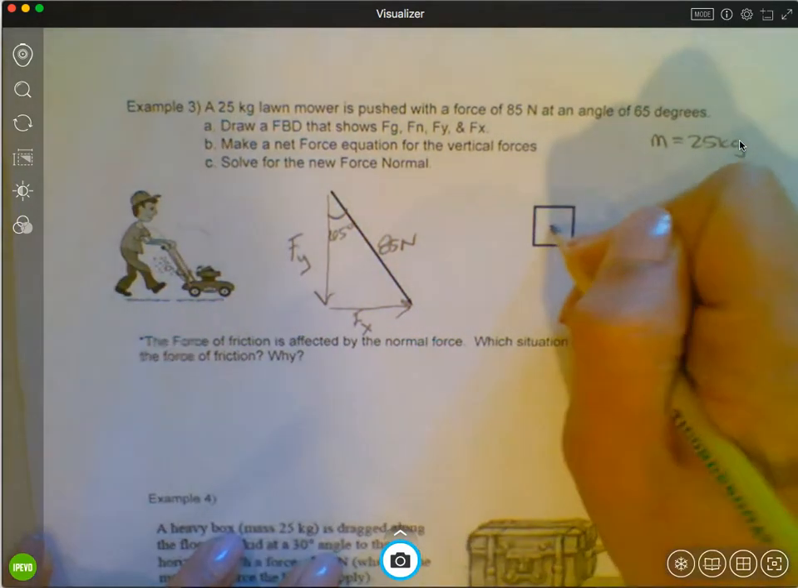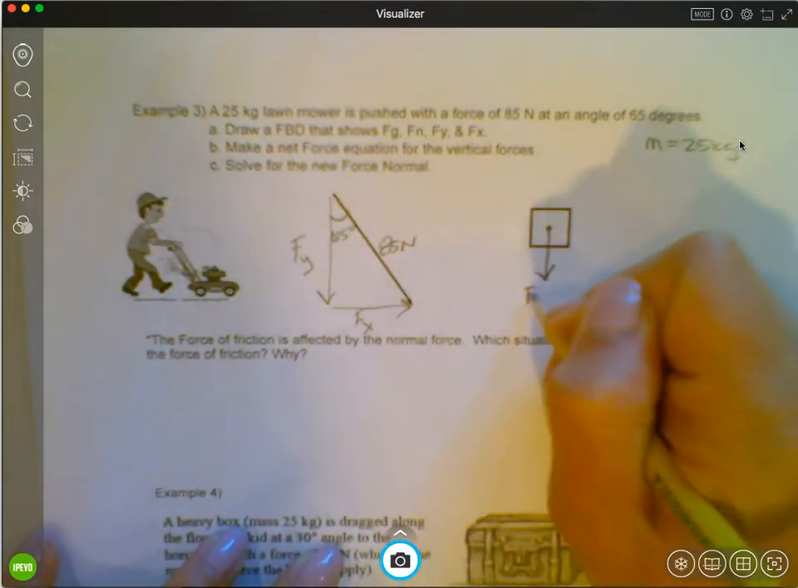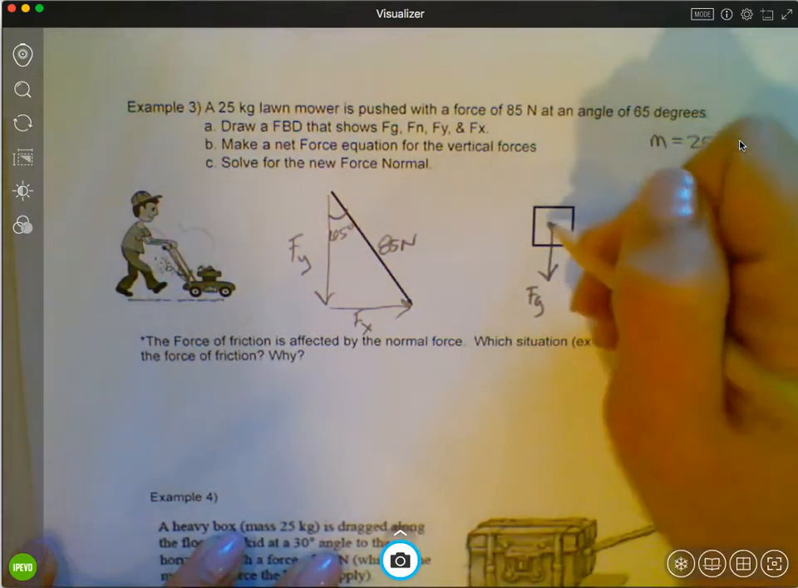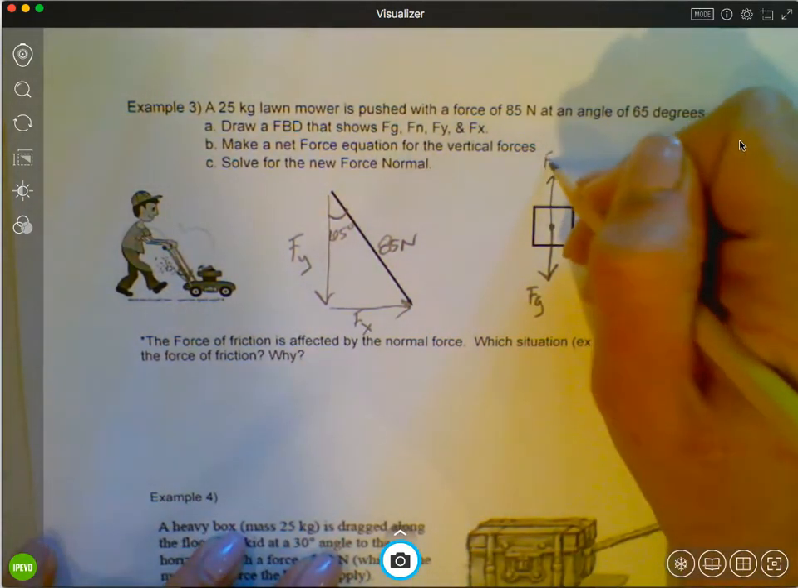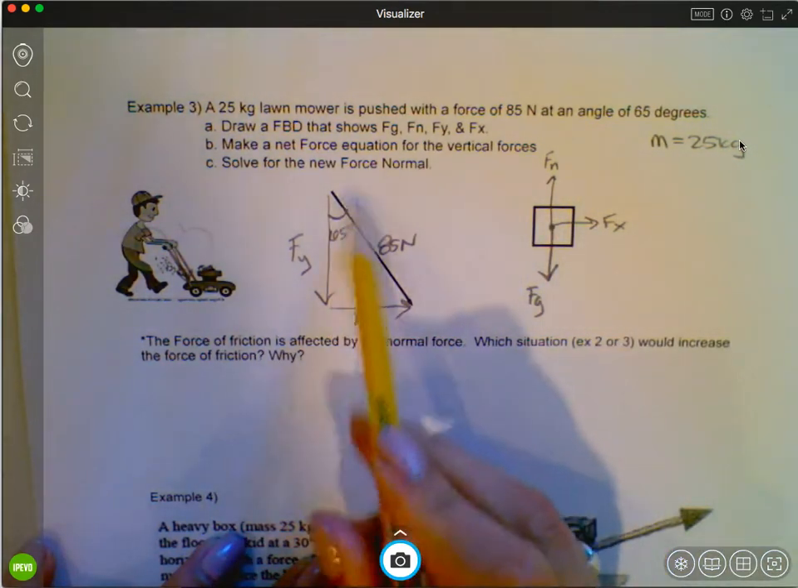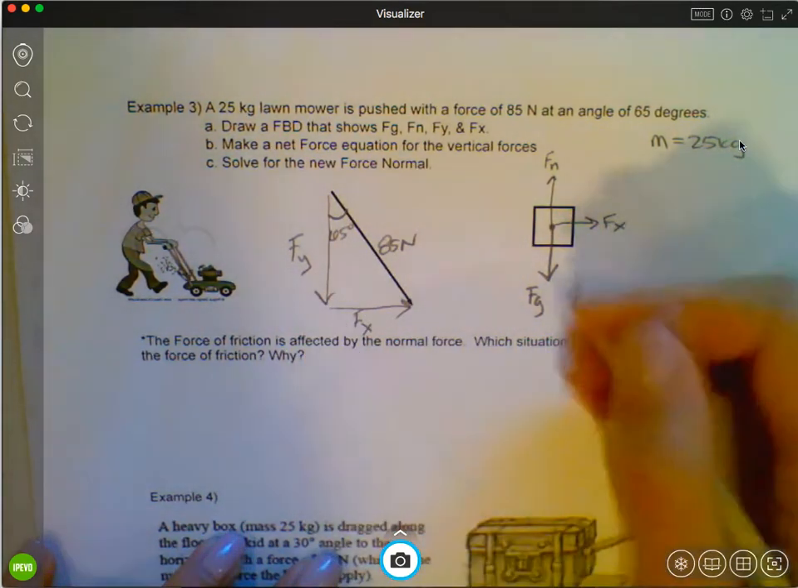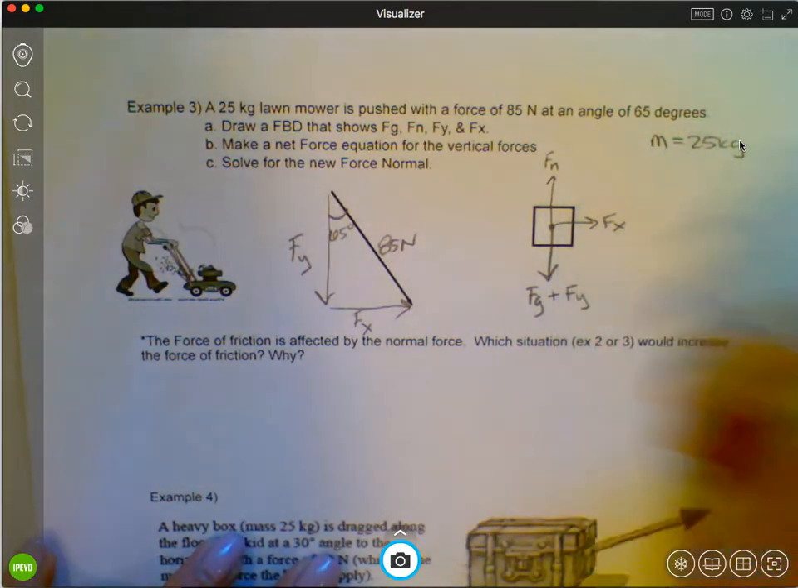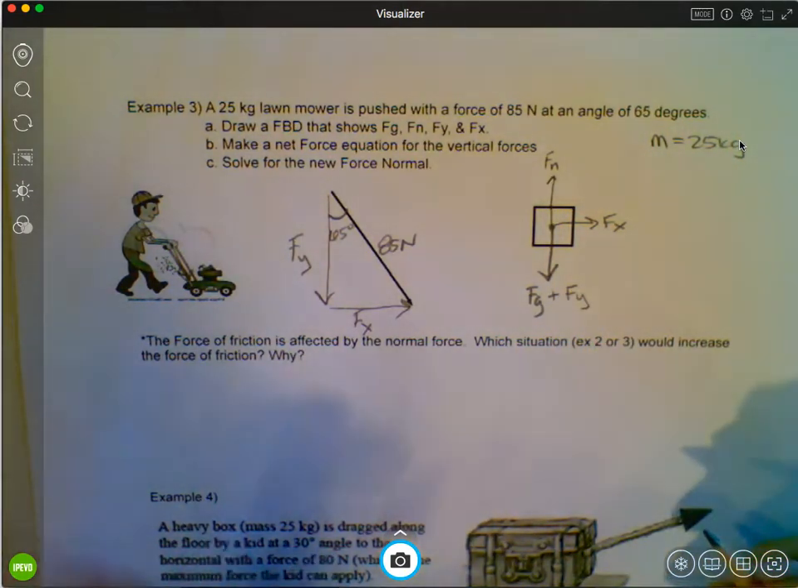Okay, so here we are. We've got Fg down, right? We've got Fn up, Fx to the right. And if you look at our picture now, the Fy is downward, so it would be added to the gravity. Okay, so now two things are pushing down.